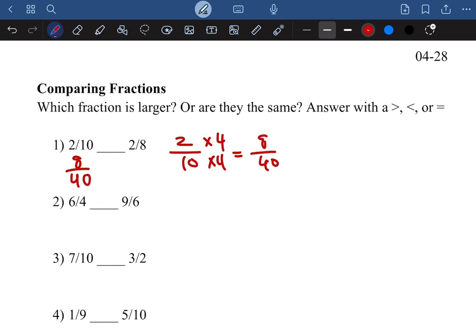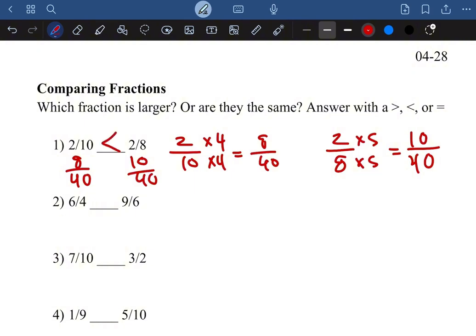And in order to get 40 on the bottom for 2 over 8, we have to multiply the top and bottom by 5. So 5 times 2 is 10, and 8 times 5 is 40. So 8 over 40 is less than 10 over 40. So our symbol would be a less than sign.